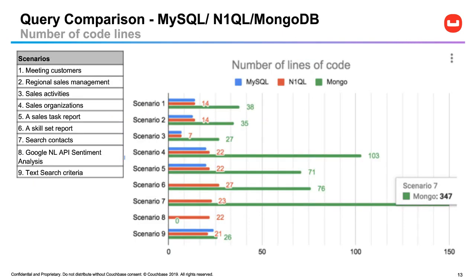The other part that you can see when you look at the report is the number of lines of code. You can see the chart showing MySQL in blue, and Mongo in green. Clearly, writing code in SQL, which I'm used to, and N1QL, is very expressive, and you don't need that many lines of code compared to writing a query in Mongo, where you can see that consistently Mongo requires a far higher number of lines of code to satisfy the query. It's interesting in scenario 7 here, the team ended up having to write almost 347 lines of code to answer that question.